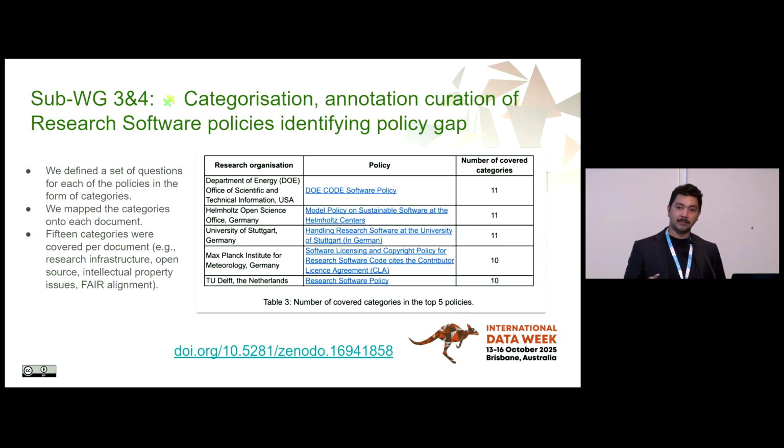So those policies, if you read through them, you could see that the majority of the categories that we identified are mentioned, but also not necessarily like as in the text, but they are covered, right? So FAIR principles is not just mentioned as FAIR principles, but more like FAIR principles in the context of research software.